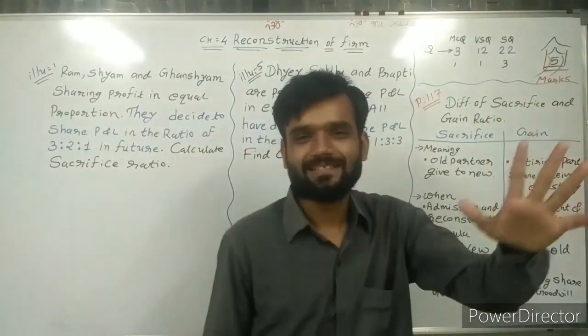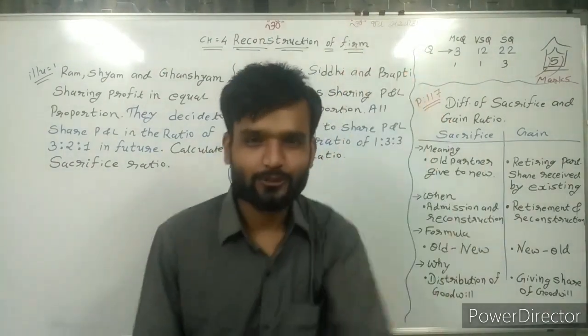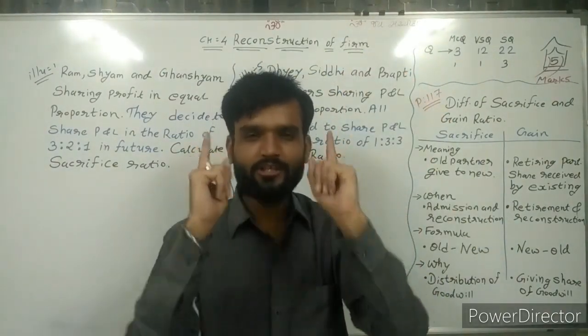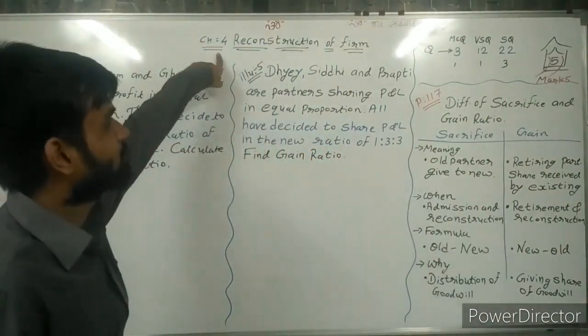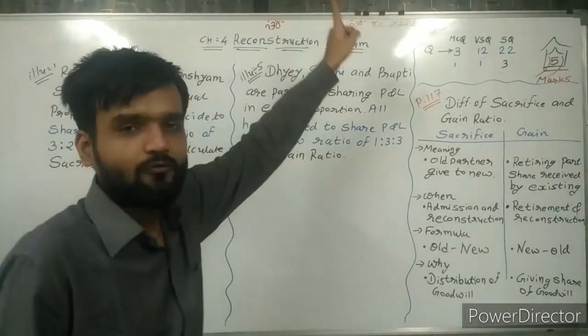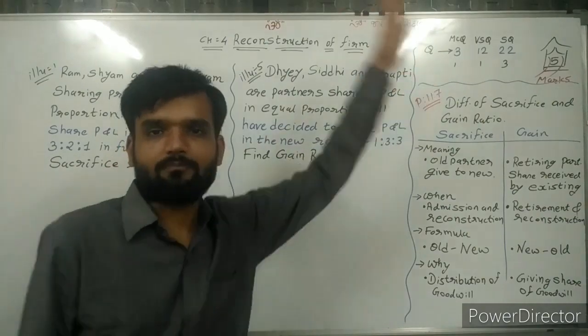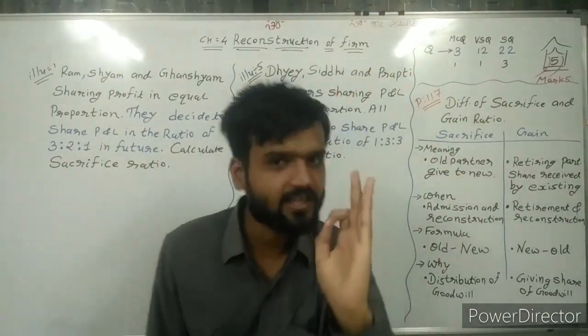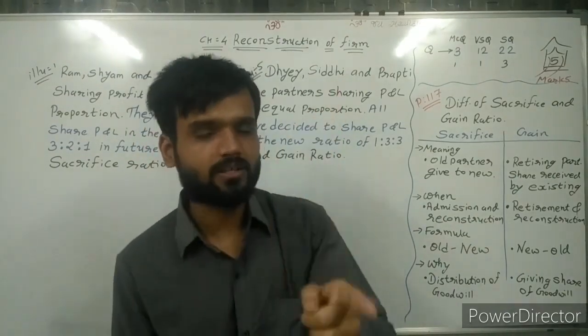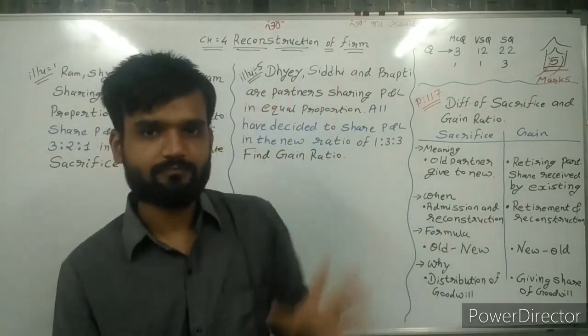Hello students. Today we start a new chapter in accountancy. Chapter number 4, reconstruction of partnership firm. The name of the chapter is reconstruction of partnership firm.